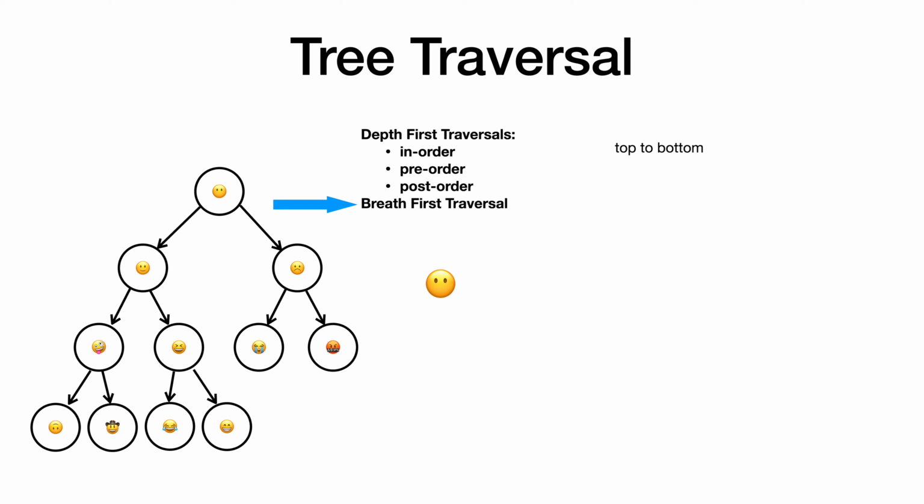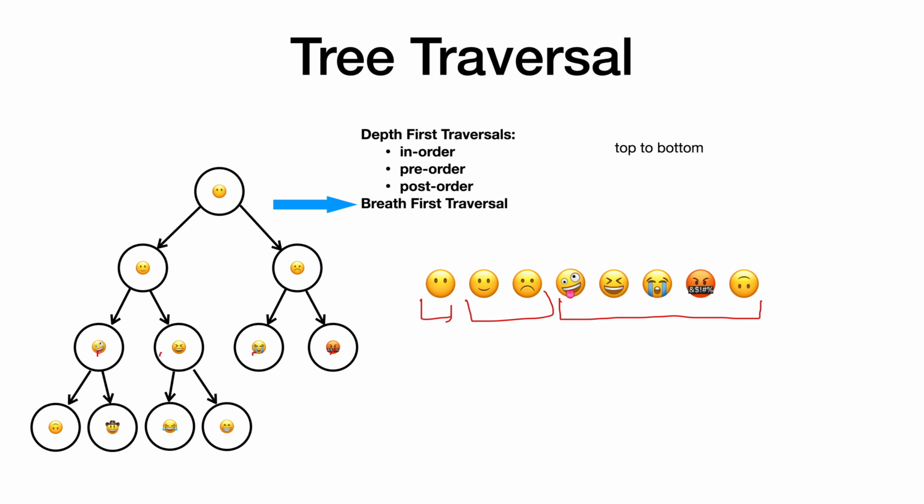The root gets printed first, and then both of its children nodes get printed. So that's the smiley face and the sad face get printed. And notice none of their children are printed yet. So it's level 0, level 1, and then everything in level 2 gets printed, right? And we usually print them from left to right, and then everything in level 3 gets printed.